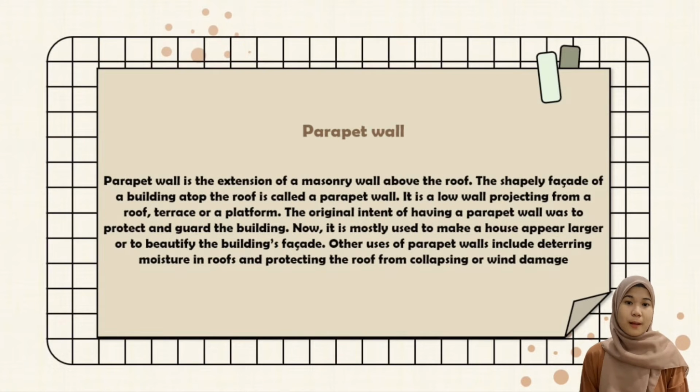Lastly, parapet wall. Parapet wall is the extension of a masonry wall above the roof. The façade of a building atop the roof is called a parapet wall. It is a low wall projecting from a roof, terrace, or platform. The original intent of having parapet walls was to protect and guard the building. Now it is mostly used to make a house appear larger or to beautify the building facade. Other uses of parapet wall include deterring moisture in roof and protecting the roof from collapsing or wind damage.